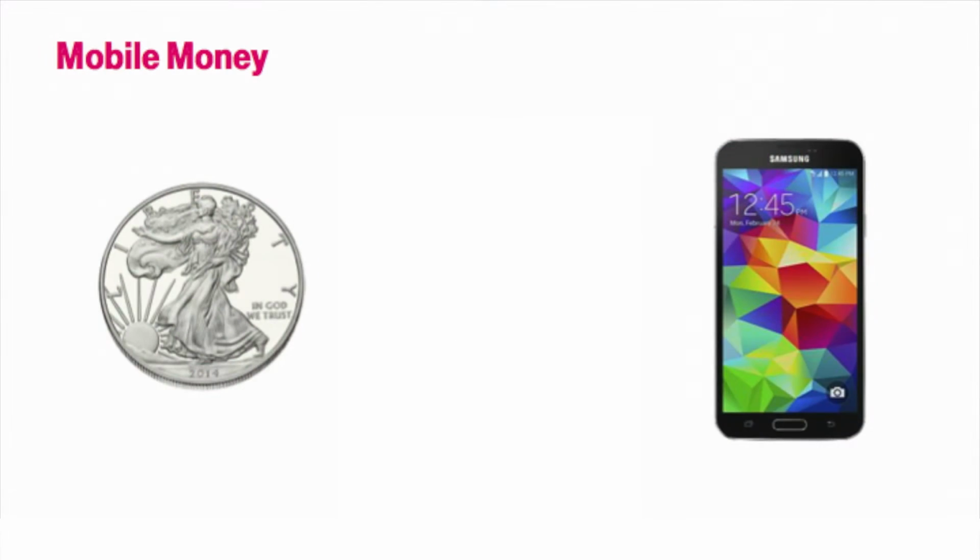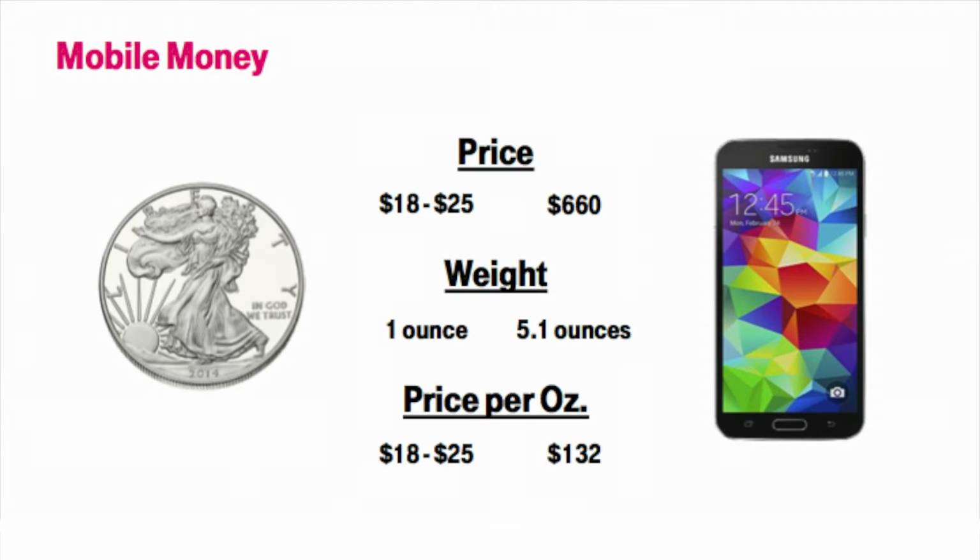Well, nowadays, again, we got this device. This is acting as mobile money in sorts. Now, let's do a comparison between these two. So the latest report showed that 1 ounce of silver was about 18 bucks. So this GS5 that we're going to be giving away today is around 660 bucks. You add on taxes and you're over $700.